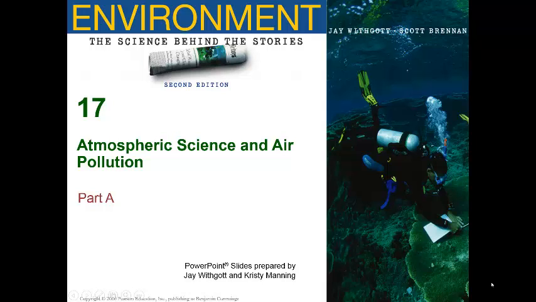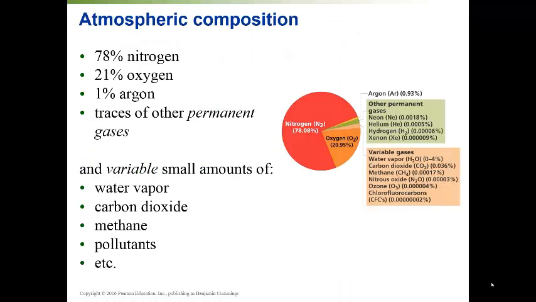All right, today we're going to talk about environment, atmospheric science, and air pollution. Some of you may think that air is mostly oxygen. That is not correct. Air is mostly nitrogen: 78% nitrogen, only 21% oxygen. But oxygen is the gas that we breathe in and need to go to our lungs and to provide oxygen in our blood.